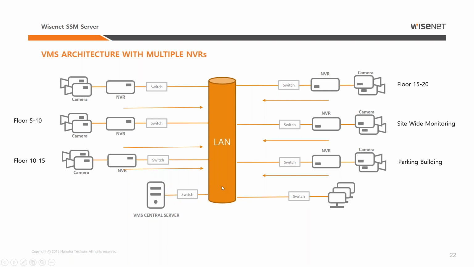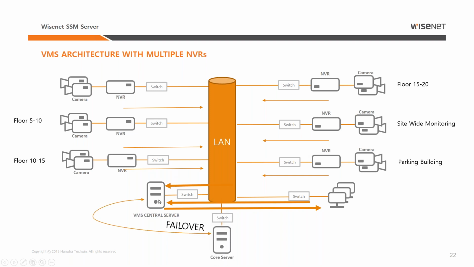You see the arrow, all the NVRs are connected to the server. The server gets the request from the client and sends the reply. So if the server is down, the client will lose the communication with all the NVR. So for that, we have option of failover. What is the function? If the server fails, all the NVR will be transferred to the standby server.